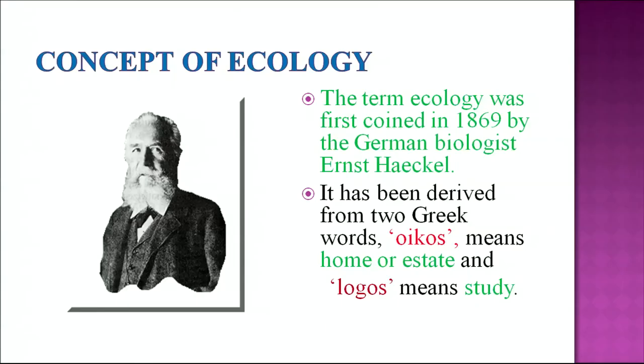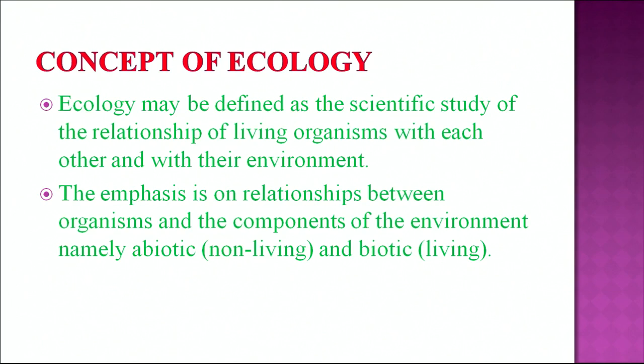What is meant by ecology? Who coined this term? And what is the derivation of the term ecology? The answer can be in simple words: the interrelated relationship of an organism with abiotic and biotic factors of the environment. The term ecology was first coined in 1869 by German biologist Ernst Haeckel. It has been derived from two Greek words, oikos meaning home or estate, and logos meaning study. Ecology may be defined as the scientific study of the relationship of living organisms with each other and with their environment. In short, you and your environment.